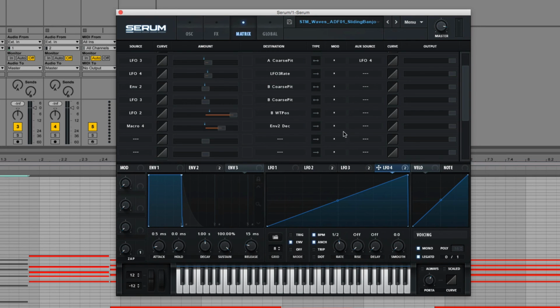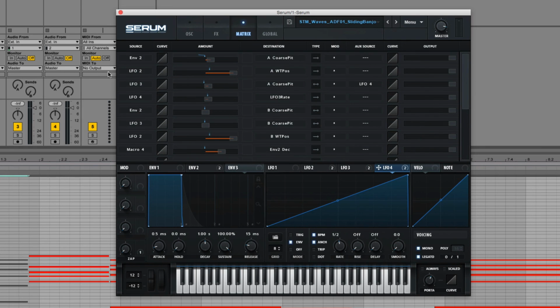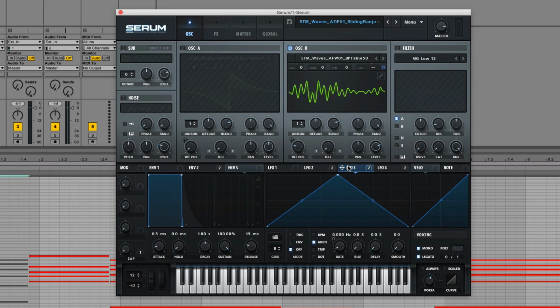LFO 4 is set to LFO rate 3 and envelope decay. So the vibrato slowly increases, and actually I think this feature is for another patch. Yeah, I don't have Zap on. So that does it. This is just a bonus, really.